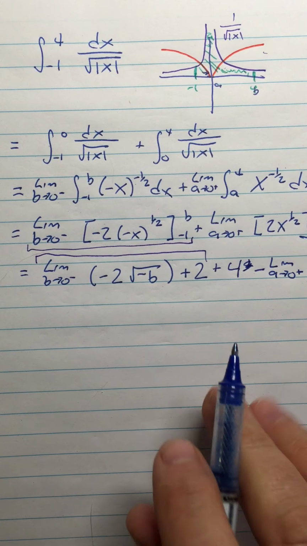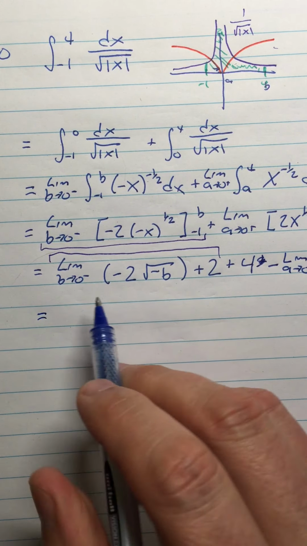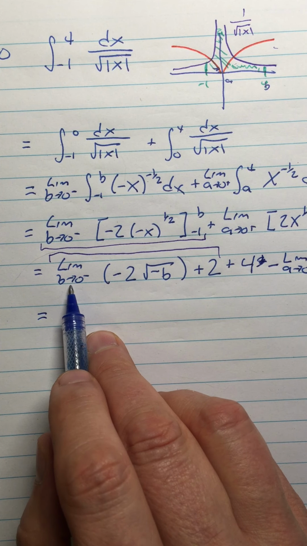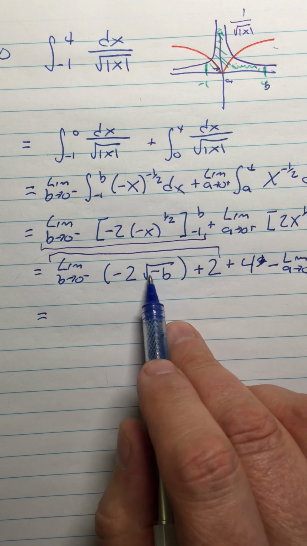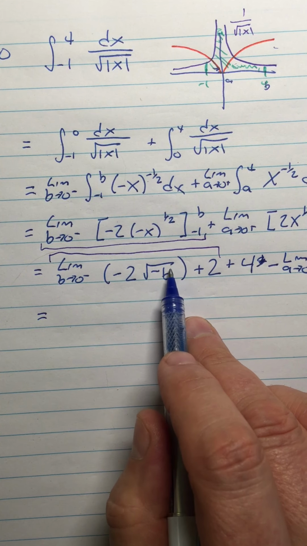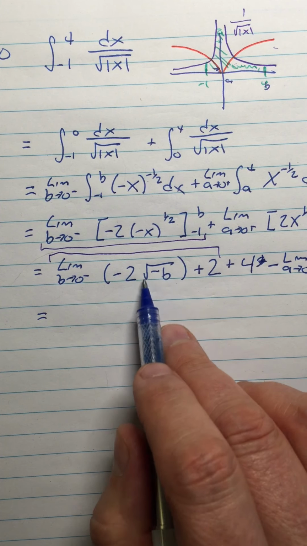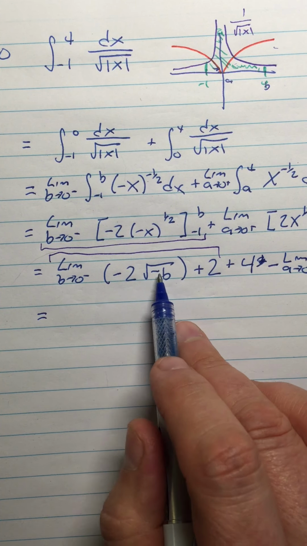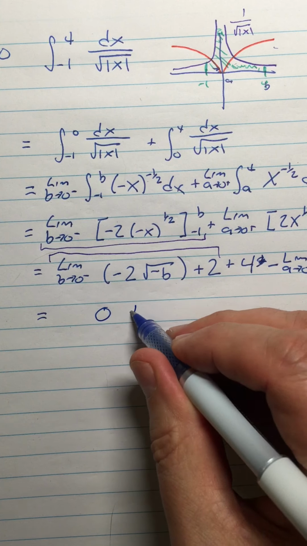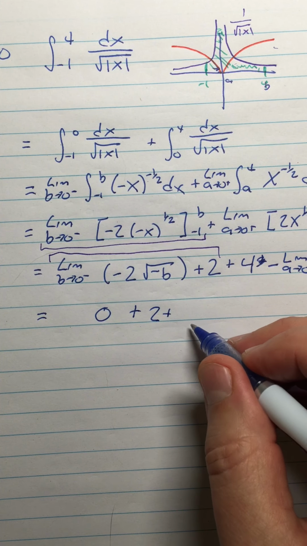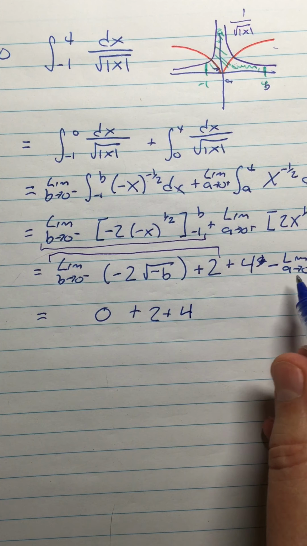All right, now I just have to look at these limits. For this one, it's interesting, b approaches 0 from the left, so b is a negative number. And then I take the opposite of it, so I get a positive number, so I can take the square root of it. But it's a number that's approaching 0, so as b approaches 0, the square root of 0 approaches 0. 2 times 0 is 0, it's all 0. 0 plus 2 plus 4.